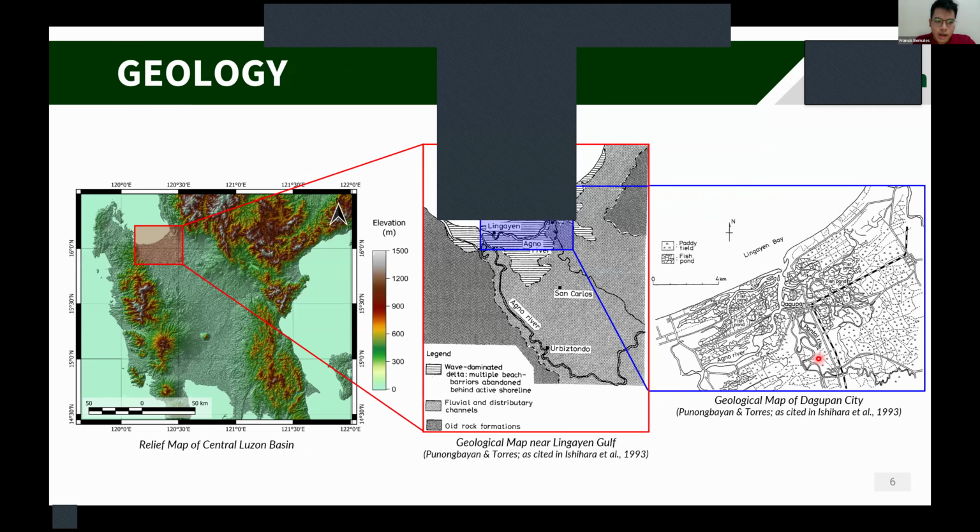So why is it that Dagupan experienced a lot of extensive liquefaction damage? Exploring the geology, it's actually located in the coastal area, right on the south coast of Lingayen Gulf, and the materials there are wave-dominated deltaic deposits. And zooming in further, the activities in Dagupan at the time were mainly farming and fishing. So there's a lot of paddy fields and fish ponds. So these are ingredients for extensive liquefaction damage.